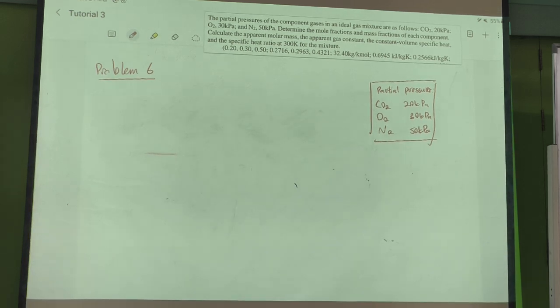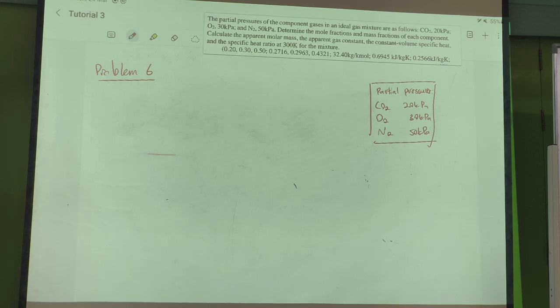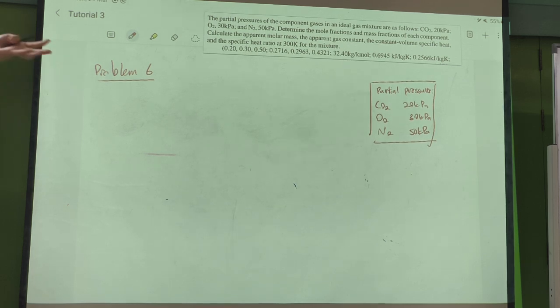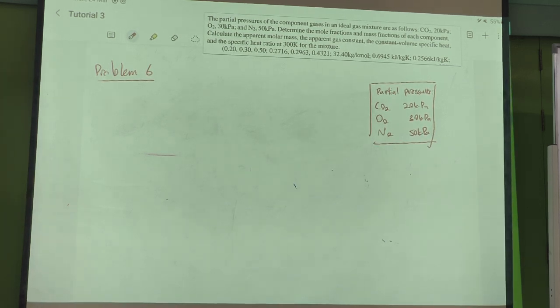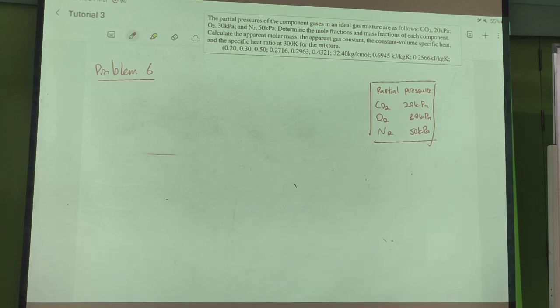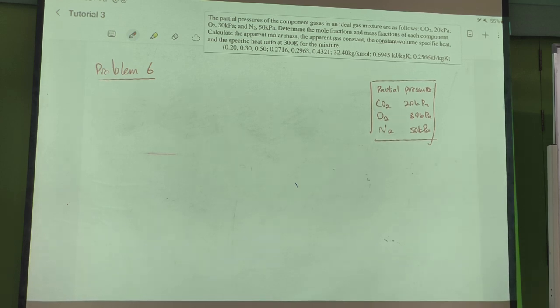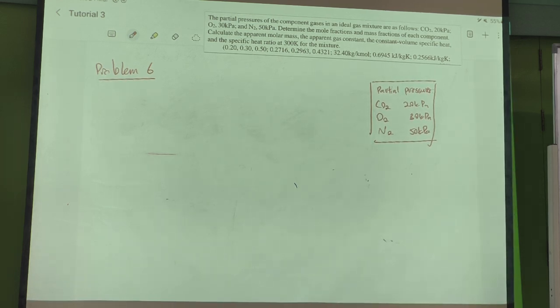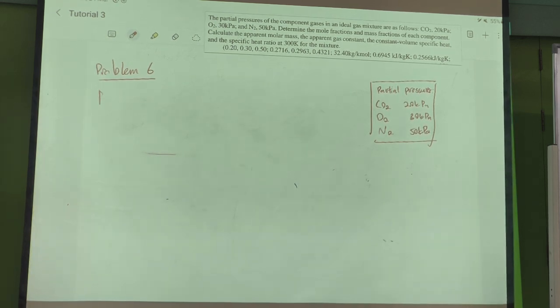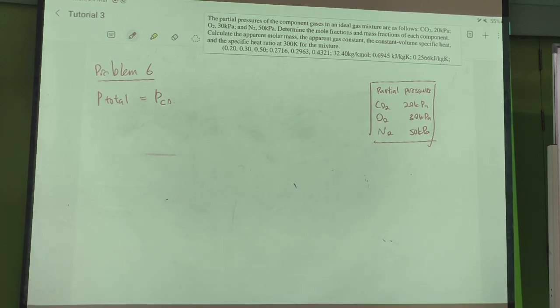Okay, so I think let me ask you better. The first thing you are asked to find is the mole fraction. How do you find the mole fraction from partial pressure? What to do first? So you find the total pressure first. Partial pressure in a way is like individual pressure, each of them, but based on the total pressure. So you find the total pressure first. Okay, you can just total them out.